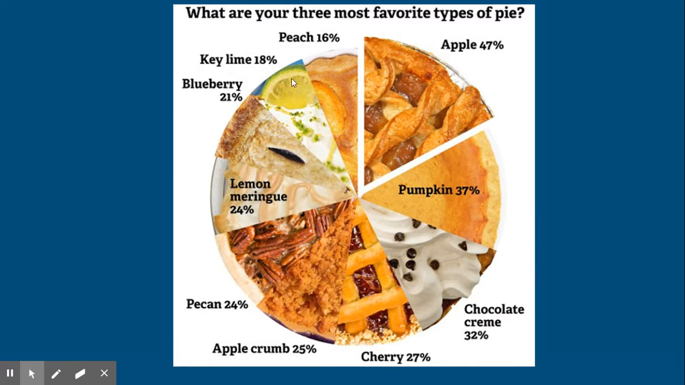So what happens is this person, when they collected their data, they said, what are your 3 most favorite types of pie? And 3 most favorite types of pie is not okay to use as a pie graph. It's fine to collect data like that, but it's not okay then to put it in a pie chart because a pie chart should only be, get it? It's a pie chart of pie. But a pie chart should only be 100%, exactly on the nose every time, 100%.